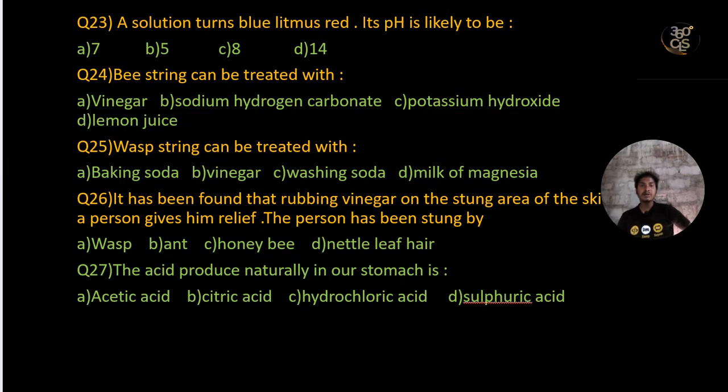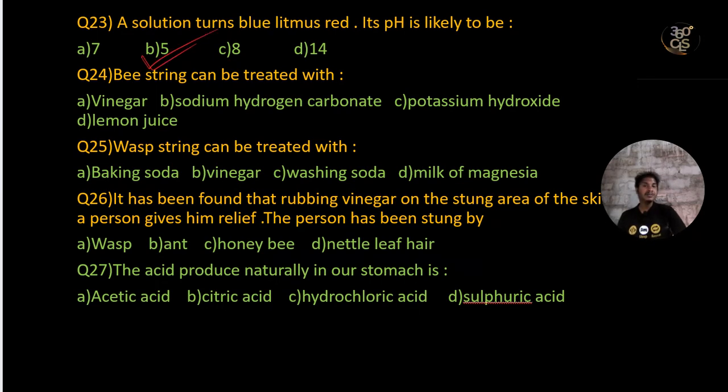The next problem is, a solution turns blue litmus red. Okay, a solution turns blue litmus red. Its pH is likely to be, so blue litmus red. So it is blue to red. It is what? Acidic. So its pH is always less than 7. That is answer B. B is the answer.